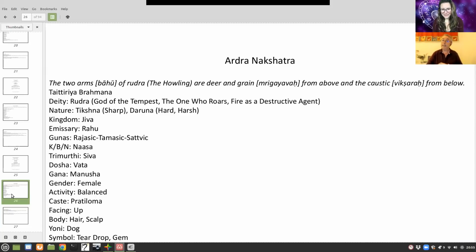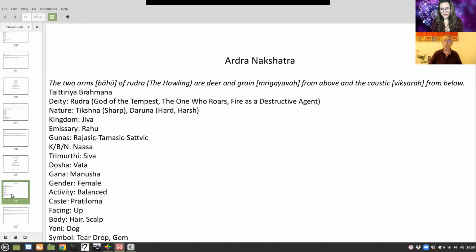So Ashwini is mineral, Bharani is plant, and Kritika is animal. And then Rohini is mineral, Mrigashira is plant, and Ardra is animal. Punarvasu is mineral.